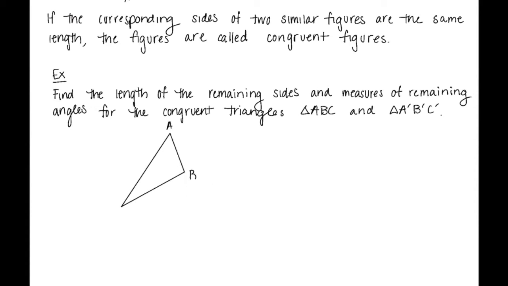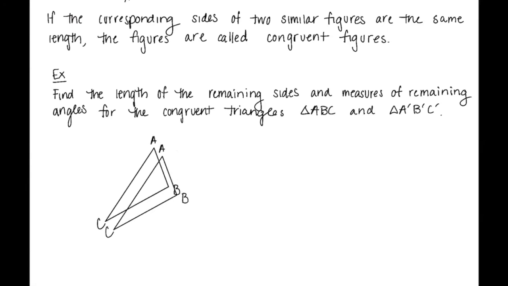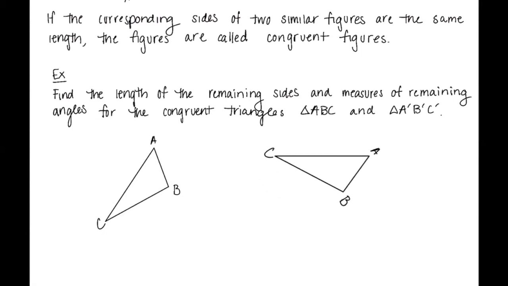Here's A, B, C. Duplicate this, and we're going to go ahead and just rotate it a bit. Try not to change it. There we go. A prime, B prime, C prime. We are told this side is 34, this side is 18, this angle is 31 degrees. This angle is 78, and this side is 33.